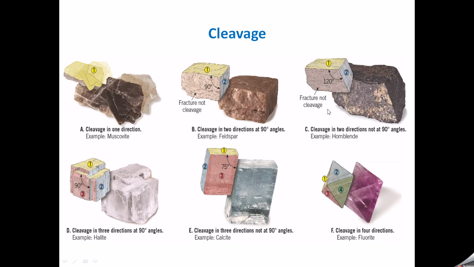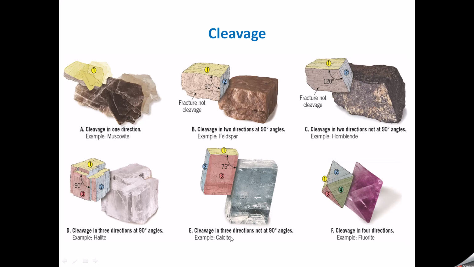The example is feldspar. Some others show two surfaces, number one, number two, smooth surfaces when you fracture the rock. But the angle between the two surfaces is more than 90 degrees, 120, not a right angle. There are some minerals that give you three surfaces and others four surfaces. The three surfaces here, the example is halite, and all these three smooth surfaces, when you fracture the mineral, have 90 degree angles between the surfaces. The example is halite.